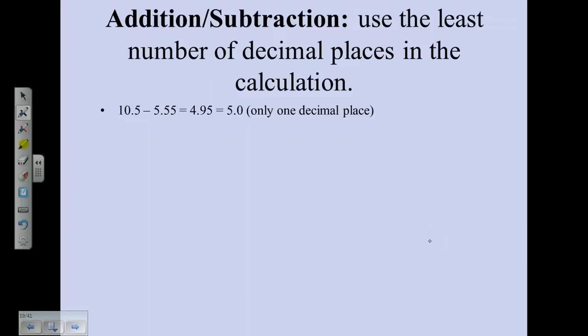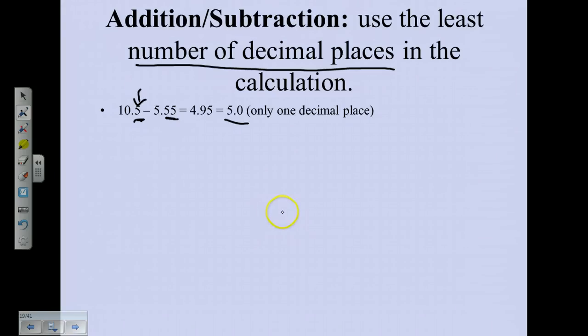Adding and subtracting is a little more challenging because we're going to use the least number of decimal places. So in this case we have the tenths place, and in this case we have the hundredths place. We're going to carry out our subtraction on our calculator, and the answer is 4.95. However, we're only going to take it to the tenths place, so we have our answer of 5.0.